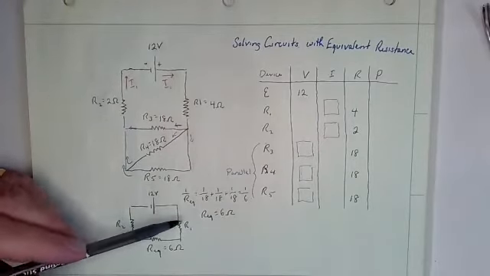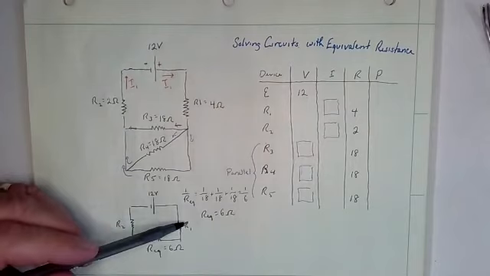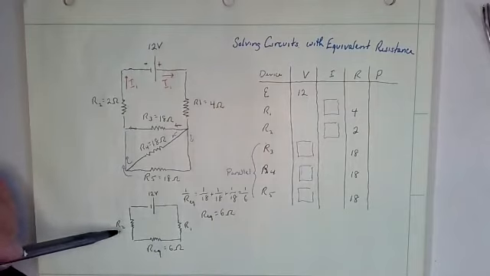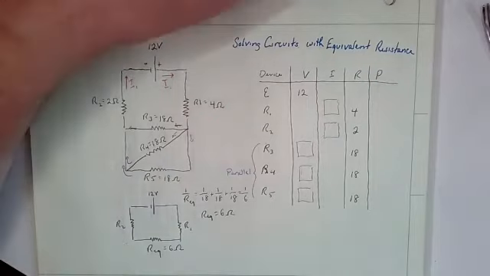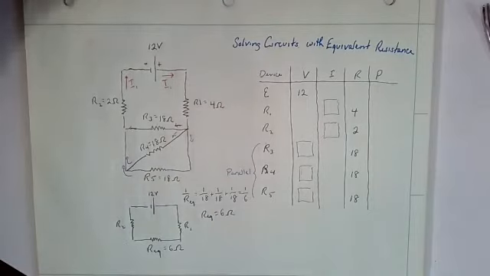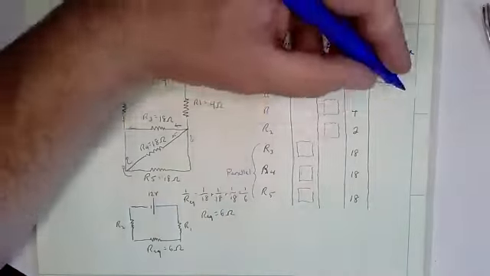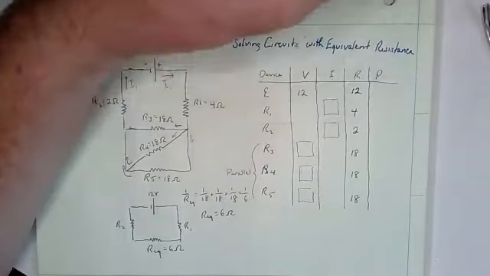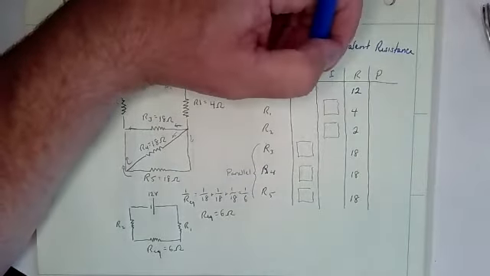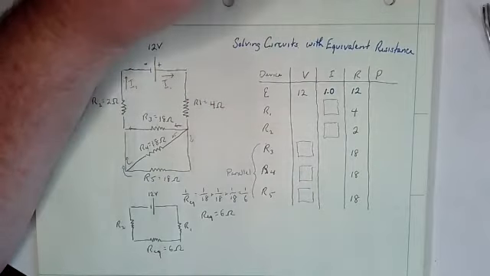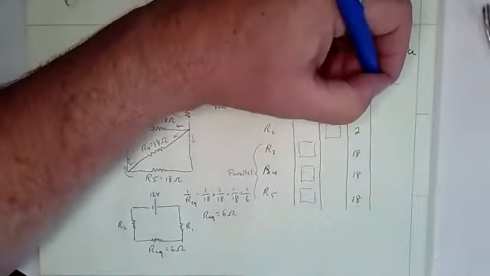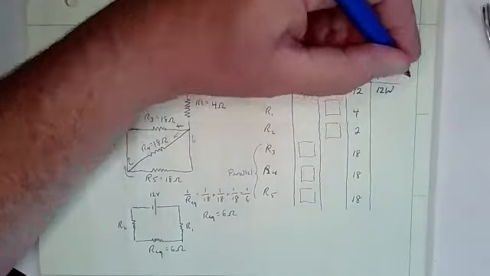And now, R1 and R2 haven't changed. So this is still 4, and this is 6, and this is 2. That makes a total resistance of 12. And so that's what the source sees, 12 ohms. And 12 is a nice round number. So V divided by R gives us our current. So that's 1.0 amps. And then 12 times 1 gives me 12 watts.